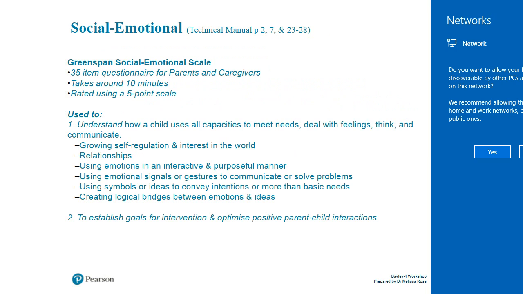The social emotional scale is used to understand how a child uses all capabilities to meet needs, deal with feelings, think and communicate, and to establish goals for intervention and optimise positive parent-child interactions. The social emotional scale looks at the child's ability to engage in a range of emotions, to experience, express and comprehend emotional signals and elaborate emotional signals in words and play.